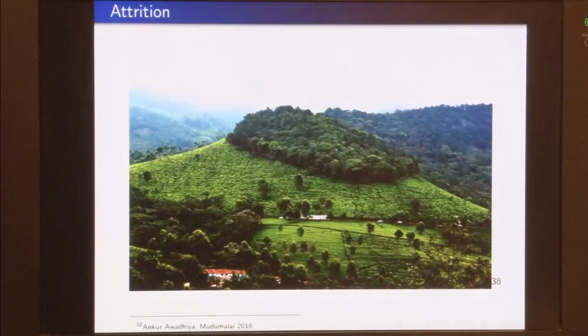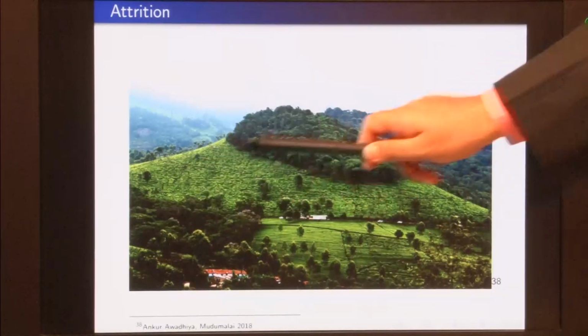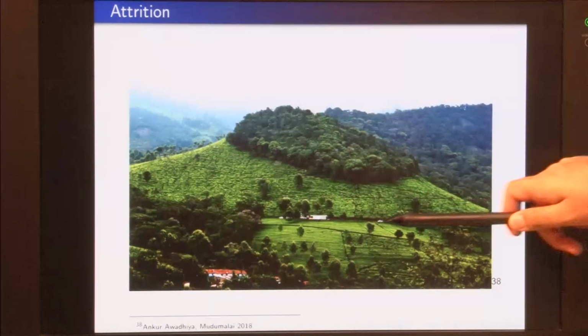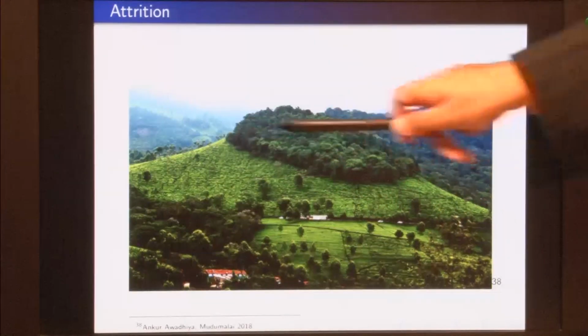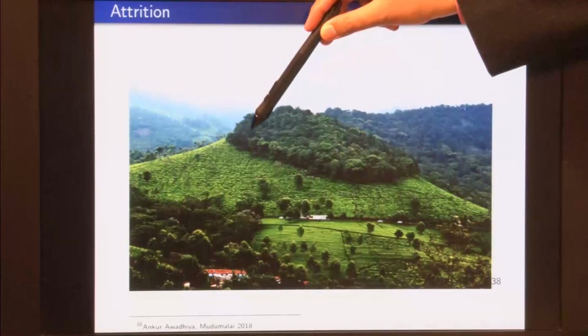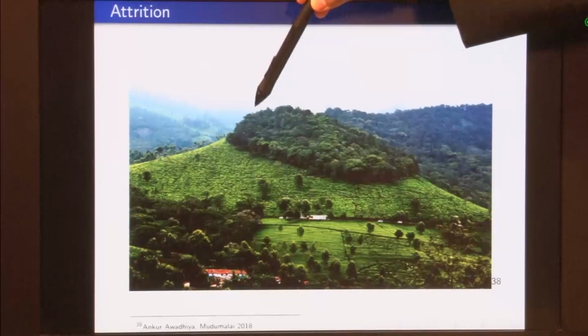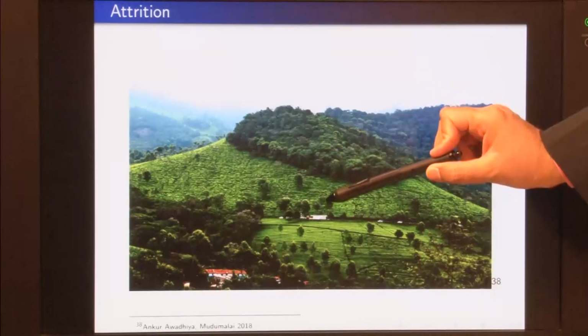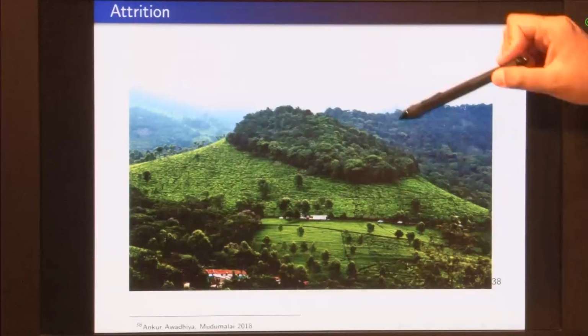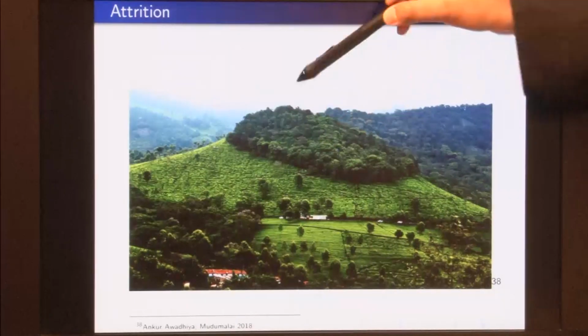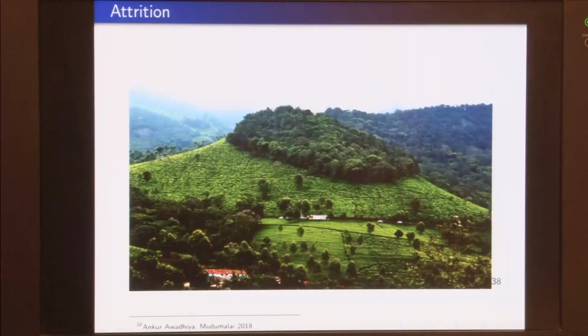Now, a good example can be seen here. In this case, this hill that was earlier a complete forest is now being eaten away from all sides. What we see on the top is just a small patch of forest, and because people are eating away into these forests from all sides, in a very short while this small patch will also go away. So, this is attrition.